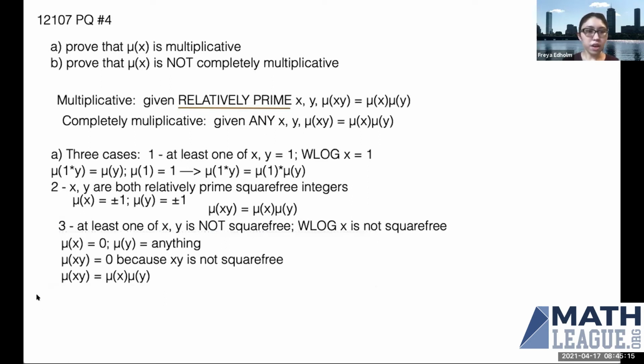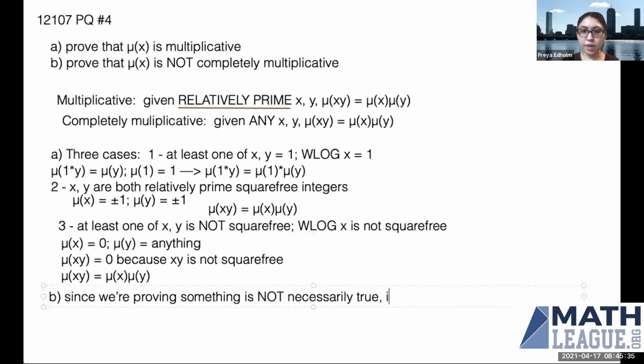All right, so now let's go to part B, and we need to show that mu is not completely multiplicative. What's important to note here is that this time, since we're proving something in the negative, it suffices to provide one counterexample. We want to show that this is not true all the time, so if we can show that it's false just once, we're good. However, that's not the case for part A. We can't just give one example to show that something's always true.